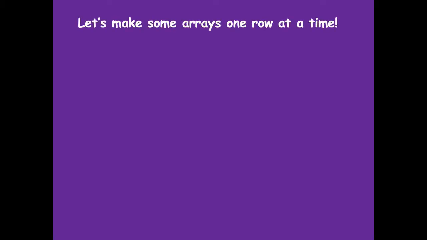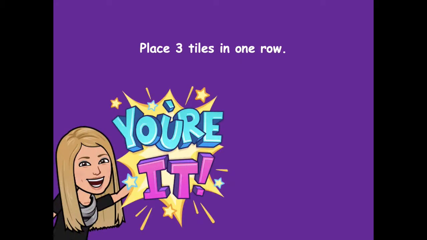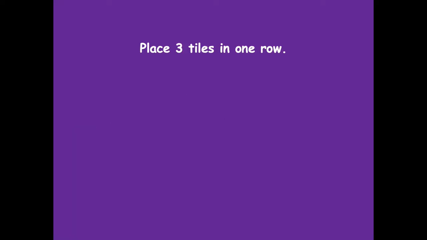So let's make some arrays one row at a time. Place 3 tiles in one row. Okay, so pause the video, take just 3 tiles. We're getting all brand new tiles now. So 3 tiles and place them in one row. Then click play when you're ready for the next step. All right, so here's my 3 tiles in one row.